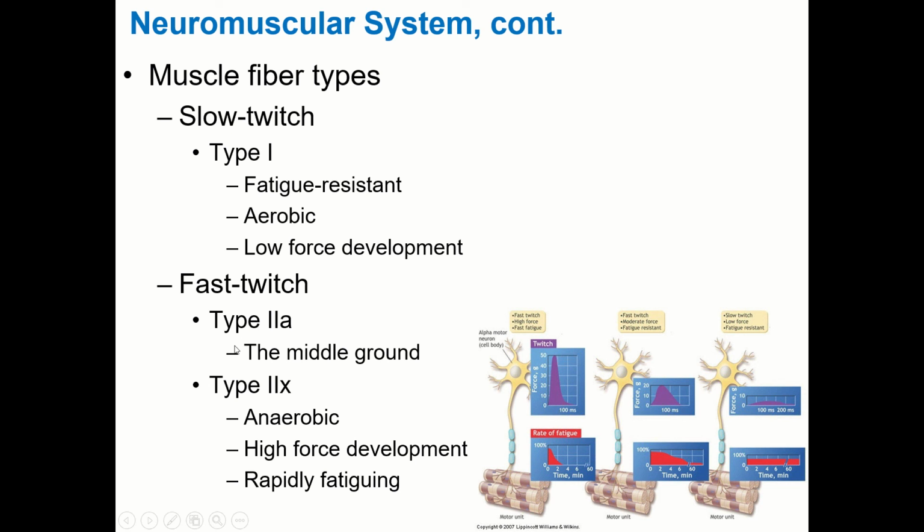Type 2As are the middle ground. They don't produce as much force as the 2Xs, but they produce more than the type 1s. They have some mitochondria, so they are somewhat aerobic, but they also can operate anaerobically. So again, they're the middle ground in terms of force production, speed of force production, but also metabolically.